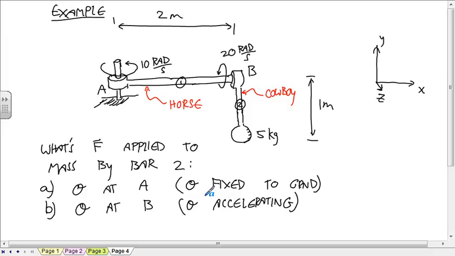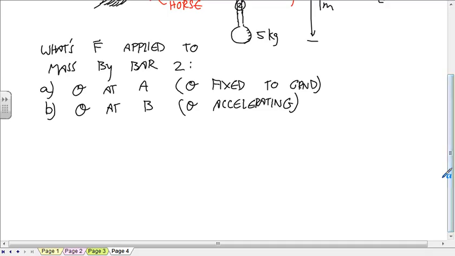Okay, so let's go through this one. So for this problem, the coordinate system's over here. And so let's just start thinking about all the things that are going to go into the equation for a rotating coordinate system. So let's start thinking about what those are.